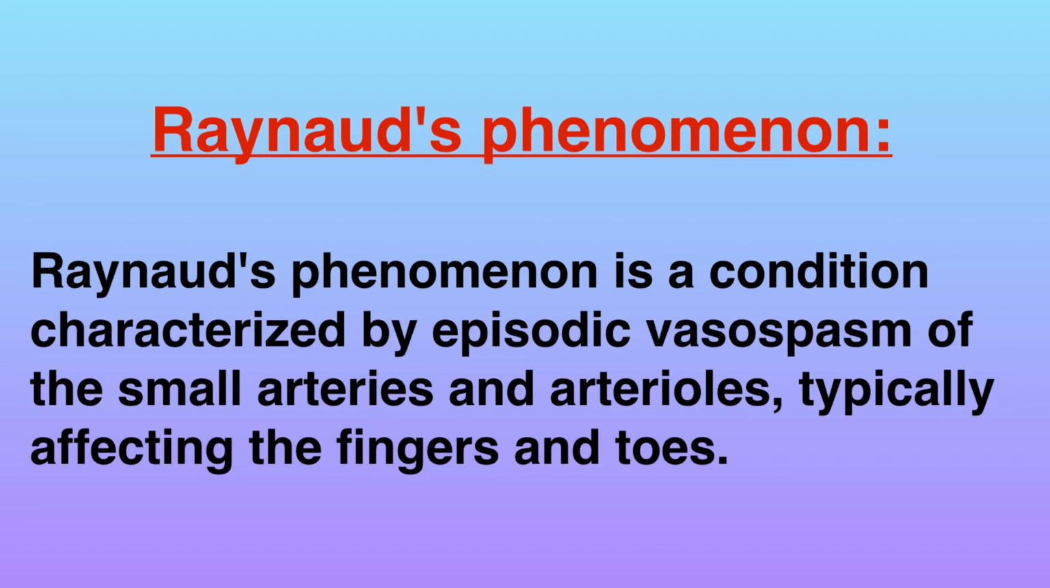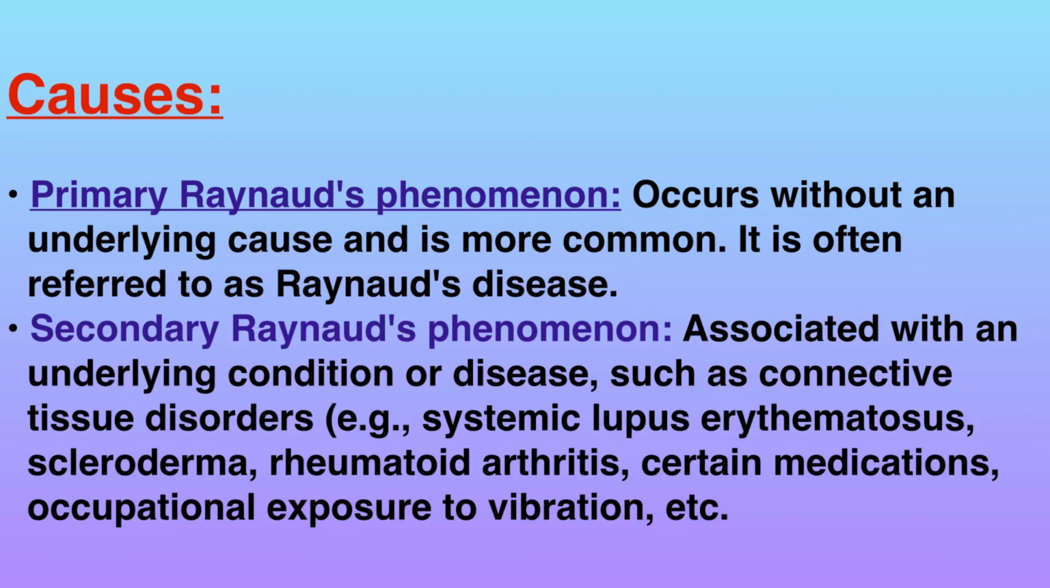Raynaud's phenomenon is a condition characterized by episodic vasospasm of the small arteries and arterioles, typically affecting the fingers and toes. The causes are divided into primary and secondary. Primary Raynaud's phenomenon occurs without an underlying cause and is more common. It is often referred to as Raynaud's disease, whereas secondary Raynaud's phenomenon is associated with an underlying condition or disease such as connective tissue disorders, rheumatoid arthritis, certain medications, occupational exposure to vibration, etc.